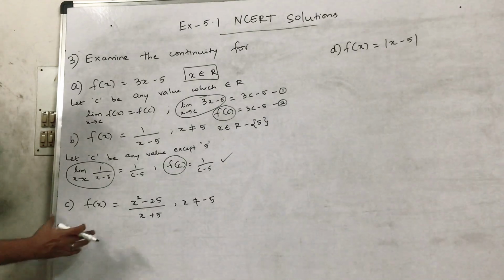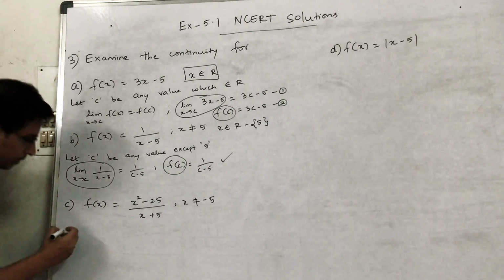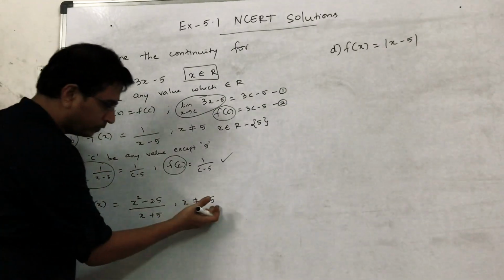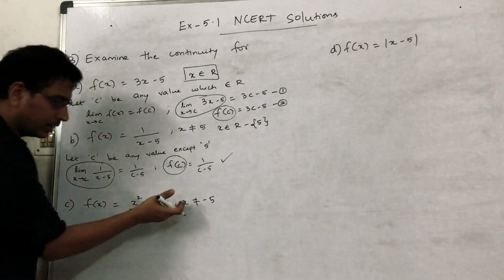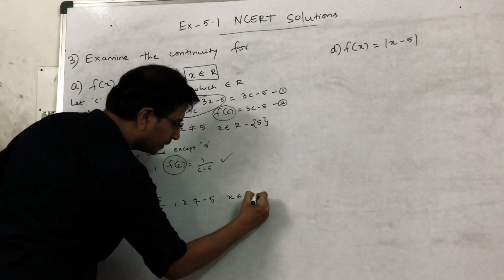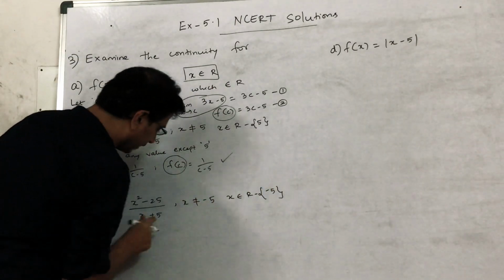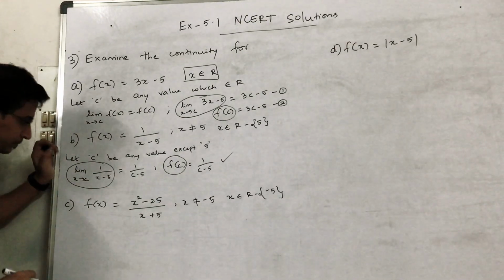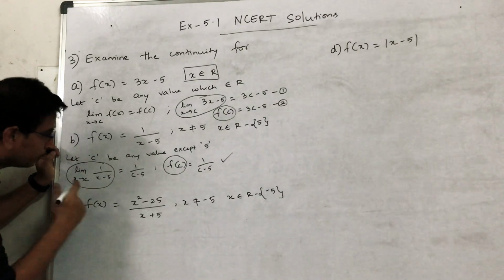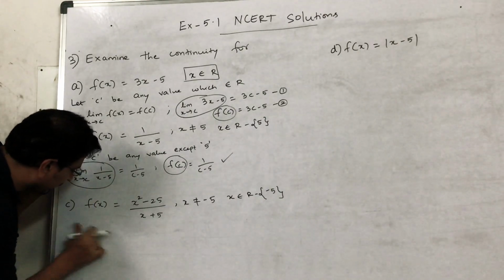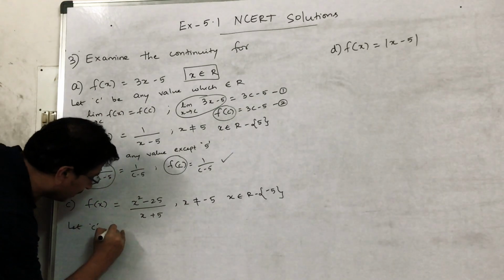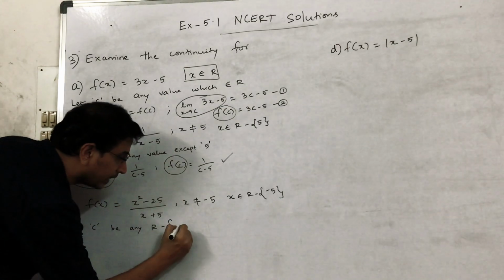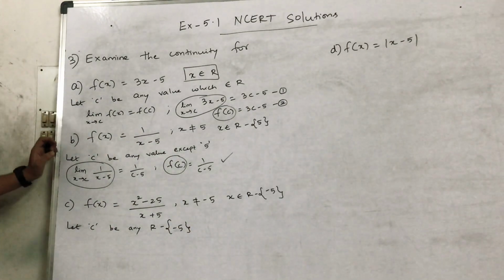Similarly, if you look at the third problem, f of x is equal to x square minus 25 divided by x plus 5. From looking at this function, we can say that the domain is going to be any real number except minus 5, because minus 5 cannot be substituted in the denominator. This is also a rational function, right? Now for this again, let c be any real number except minus 5.